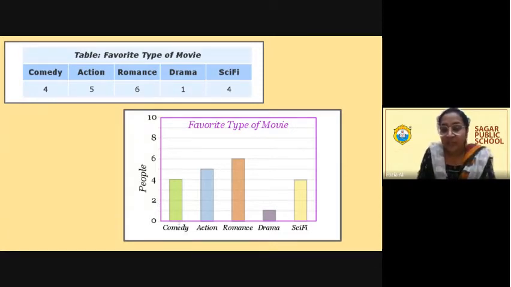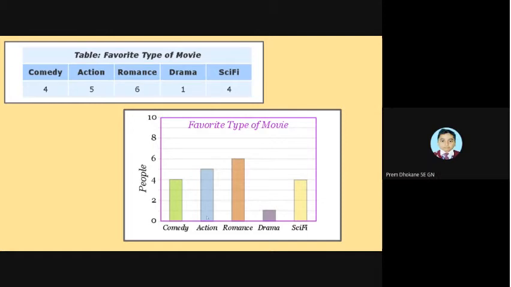Now, the comedy movie is loved by how many people? 4. So look at the height of this particular bar. Look at the height of this comedy bar, where it is reaching up till 4. So we can clearly make out that the comedy movies are loved by 4 people. Action movies are loved by how many people? The height of the bar is between 4 and 6. So which number is coming in between? 5. So between 4 and 6 we have which number? You can unmute and give the answer. So we have 5.